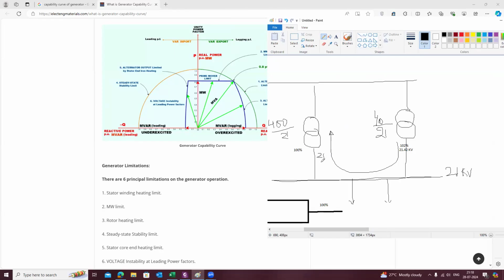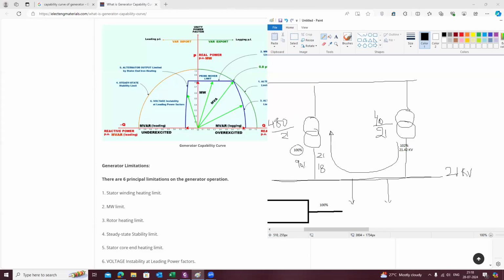Suppose I made this set point as 100%, and suppose I go to 90%. Of course, this will not happen practically, but still I am explaining it theoretically. Suppose the generator voltage becomes 18 kV. Then there will be a heavy reactive power flow from this generator to the other generator. So in that case, for the reactive power flow, your generator acts as a load. Okay, but not for the real power.